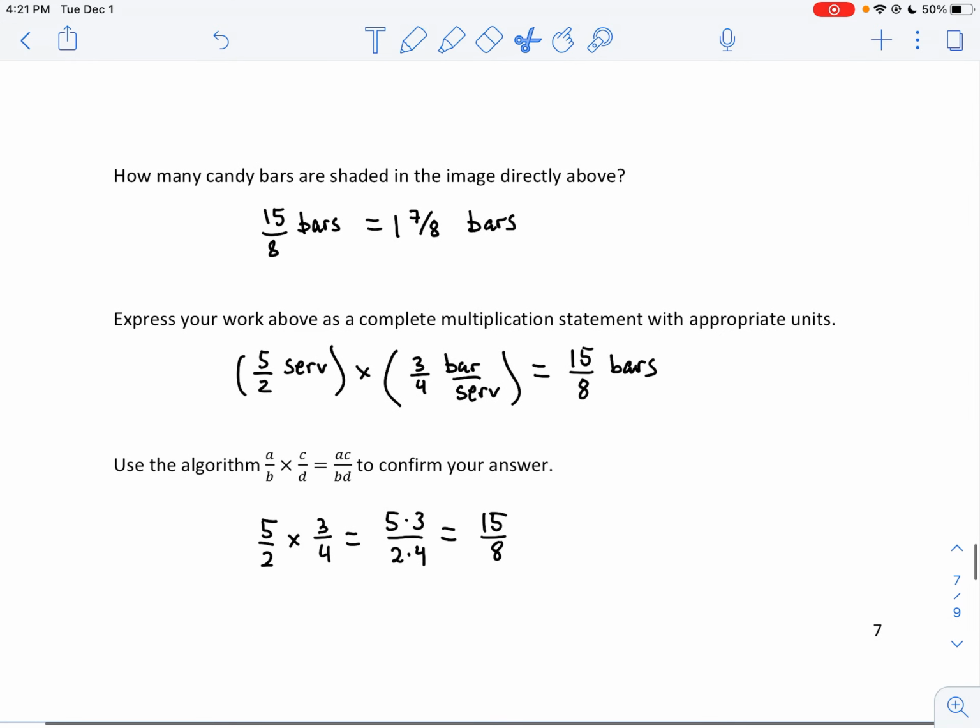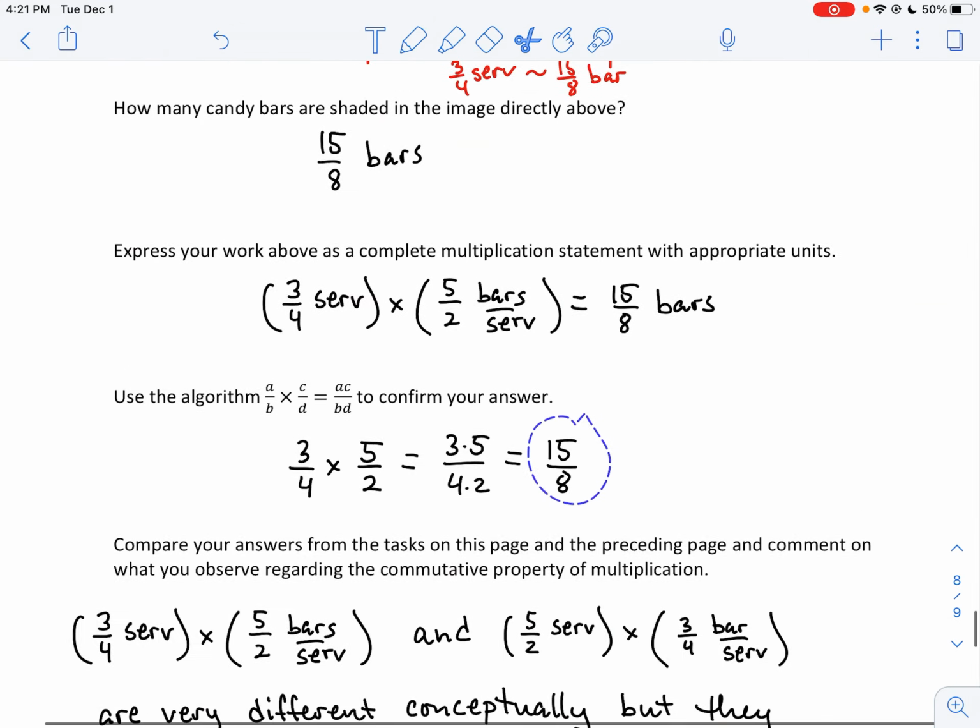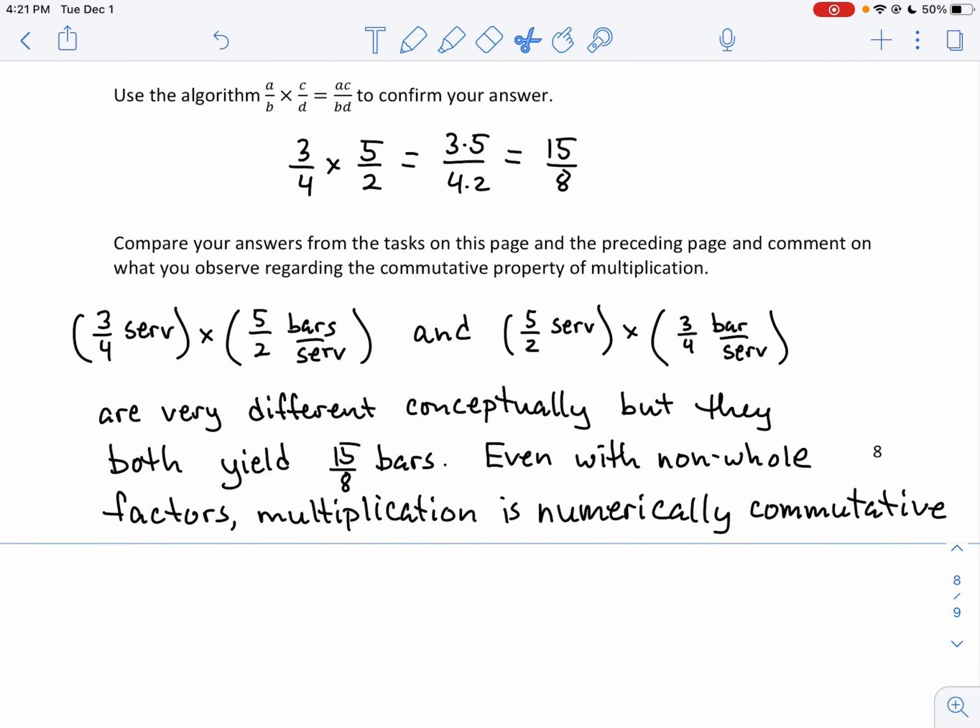We confirm it using the algorithm. We get 15/8 that way. And then notice when you compare this with the last task, which also gave us 15/8, the role of the multiplier and multiplicand switched, right? In task 8, we had 3/4 servings and 5/2 bars per serving. And in the previous task, task 7, we had 5/2 servings and 3/4 of a bar per serving. So conceptually, the two situations are very different. The serving sizes are not at all the same. The thing we're calling a serving is very different. However, they both yield the same answer, 15/8 bars.